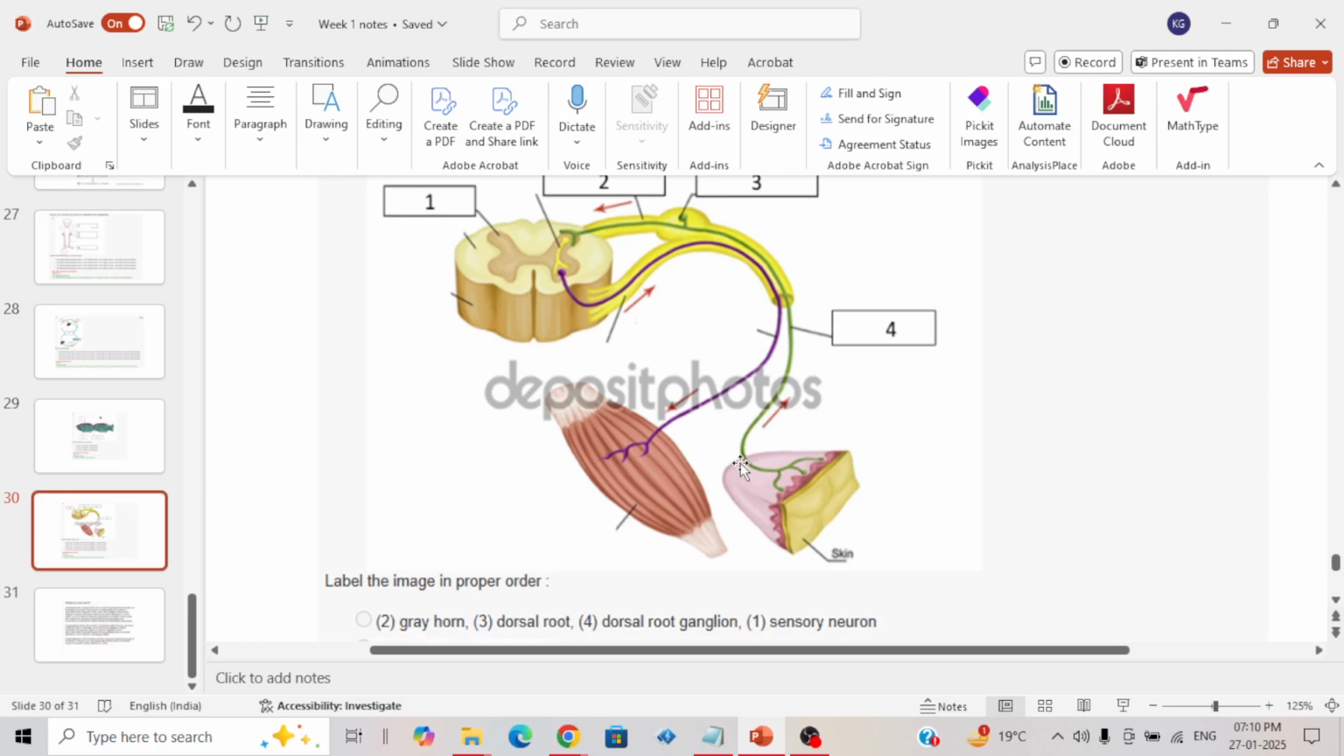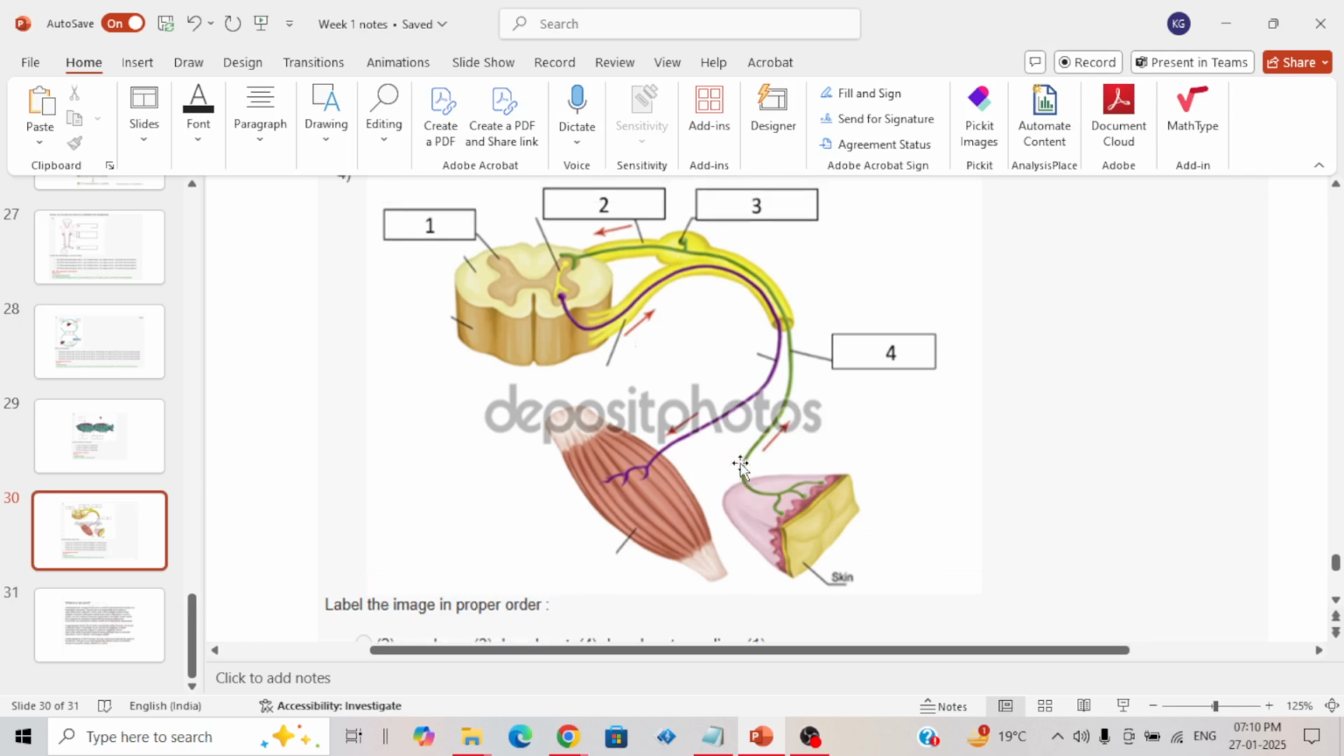Two is, what is this thing which is marked as two? This is the dorsal root. Dorsal root of nerve, okay? Because there are many nerves arising from this gray matter. So this is the dorsal root.